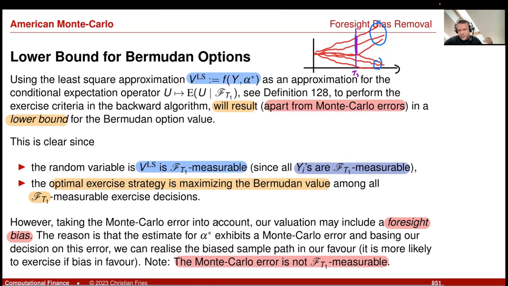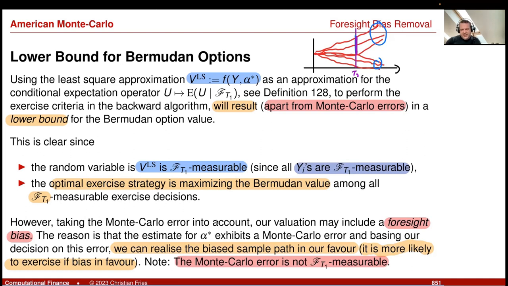This is not perfect foresight. You do not see what is happening in the future, but you have a little bit of knowledge that there is an error going up in the future if you are in that position, or an error being biased low if you are in that position. And you can adapt your exercise strategy a little bit: if the error is in your favor, then you would exercise more often. So you can realize the biased sample paths in your favor. It is more likely to exercise if the bias is paying to us. So we have a lower bound for the Bermudan option in theory, but we do not have the lower bound in the implementation.